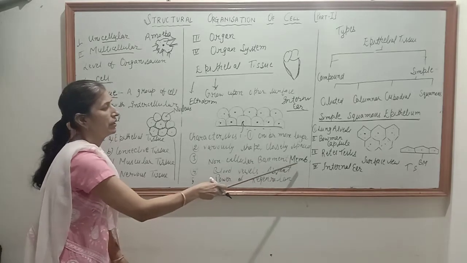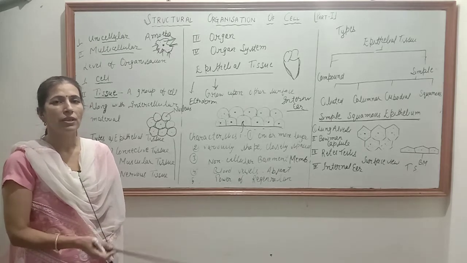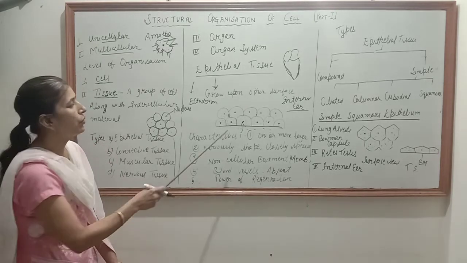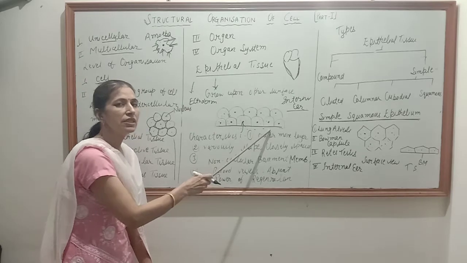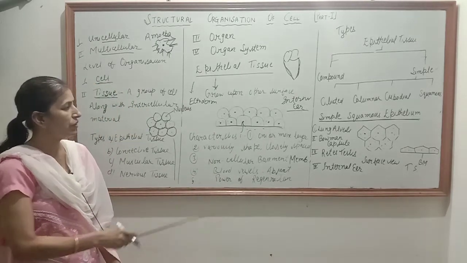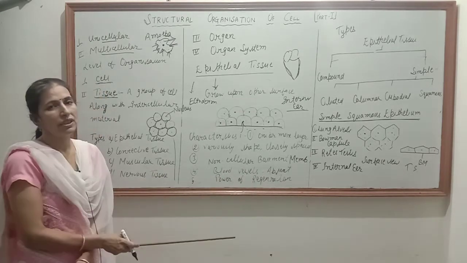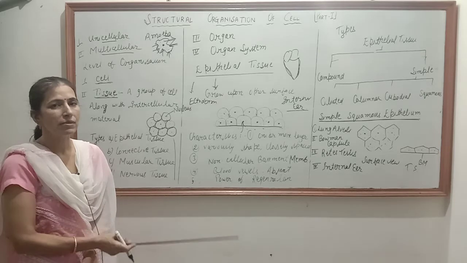Non-cellular basement membrane: cells of epithelial tissue cannot grow independently, they grow on the basement membrane, which is acellular, meaning the basement membrane is not made up of cells. Blood vessels are absent in the epithelial tissue, so from where does the blood supply come?